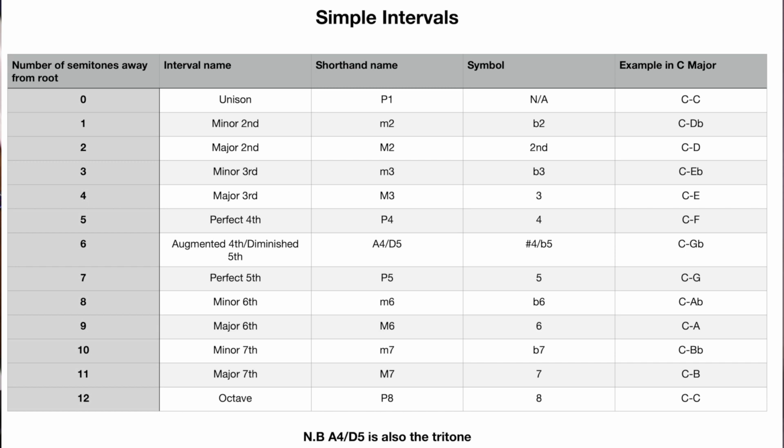Next we get the perfect fifth, C to G, P5, just fifth. Then the minor 6, C to A flat or G sharp, so it's lowercase m and 6 and the flat 6. Then major 6, uppercase M and 6 and then 6th. Minor 7th, C to B flat or A sharp, and that would be lowercase m7 or the flat 7, and then major 7, uppercase M, that's C to B, and then octave, P8, that's a perfect interval.